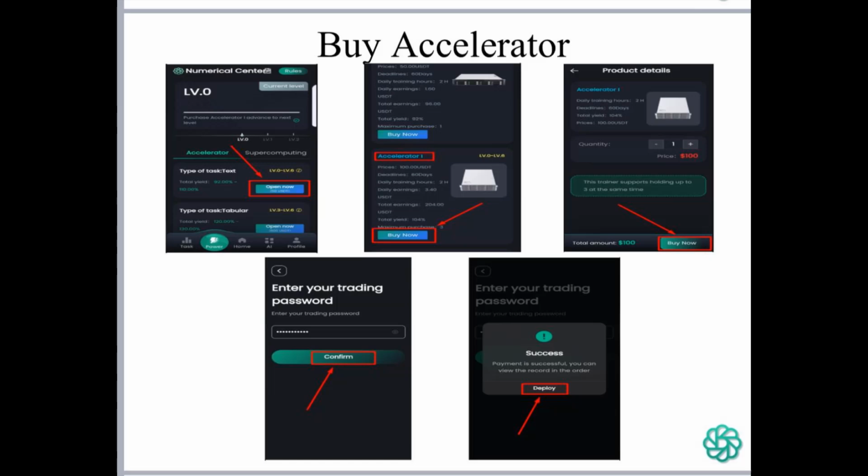you'll go to purchase an accelerator. You need to purchase the one that costs 100 USDT if you want to promote this project. So you don't need referrals, but in case you want to promote, you need to purchase the 100 pack. There is a smaller one, 50 USDT, but you don't have any bonuses and don't have referral earnings. So select the one that costs 100 USDT, click on Buy Now, insert your trading password, and deploy the server.